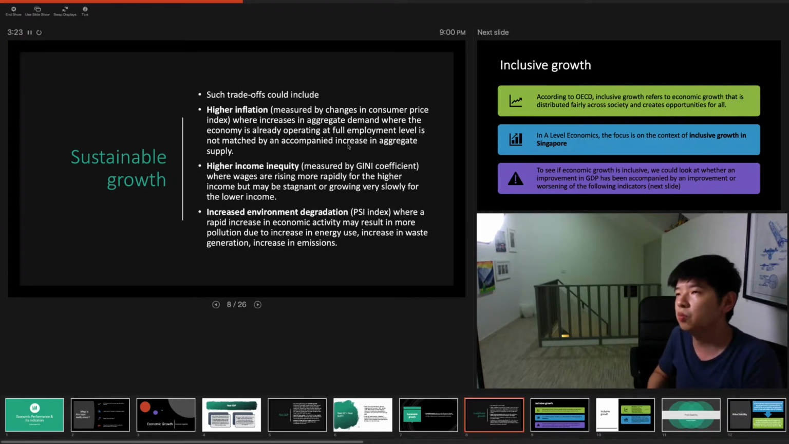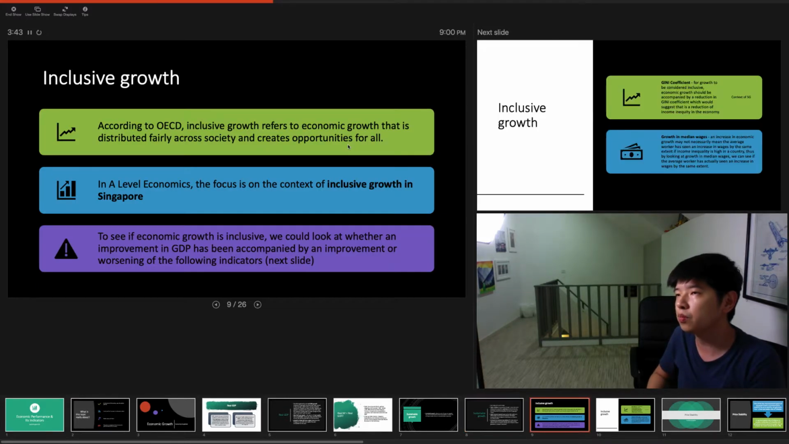So when we look at sustainable growth, we see how much your economic growth is increasing by. But we also look at these other indicators like the consumer price index, the Gini coefficient, and the PSI index, to see if there were significant trade-offs that came together as perhaps a consequence of economic growth.